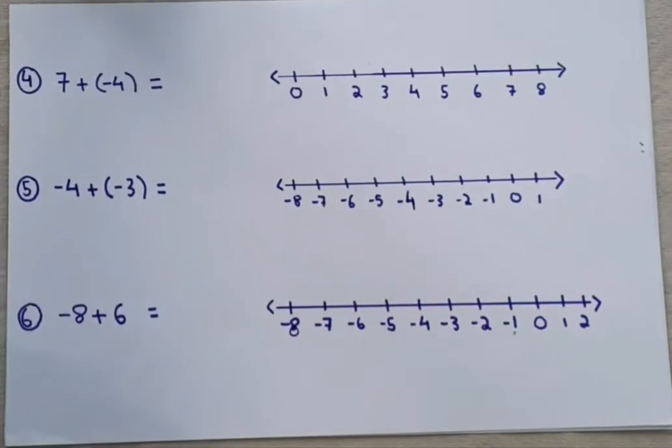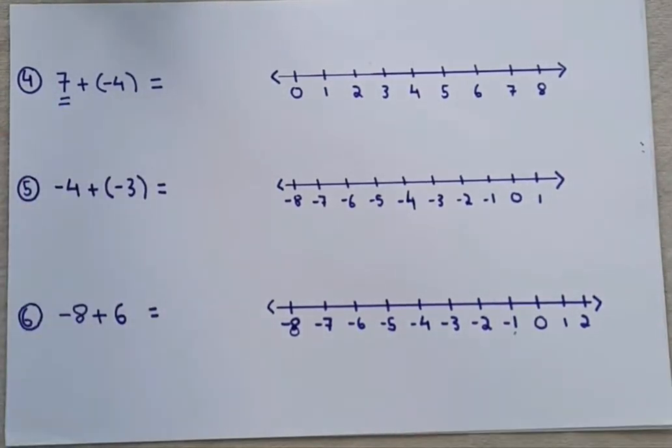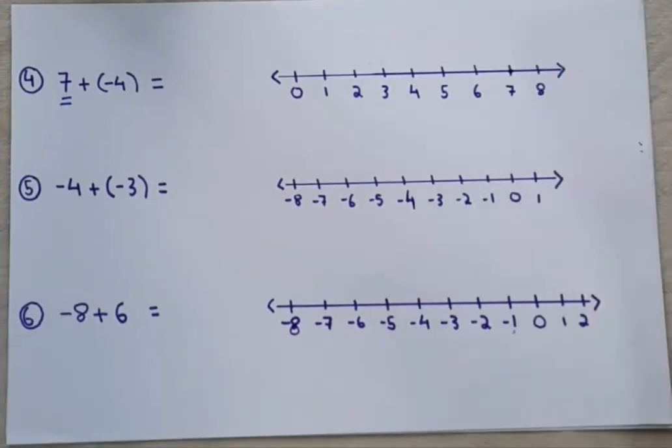Now we have 3 more sums. If you want to, you can pause the video and solve them. So let's look at the fourth question. 7 plus negative 4. So the first number is 7. So 7 will be our starting point.